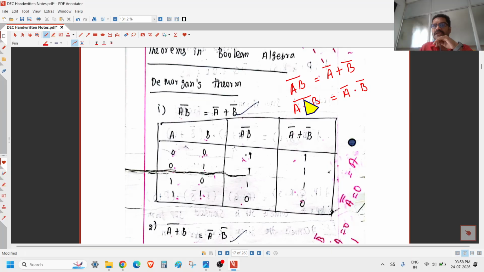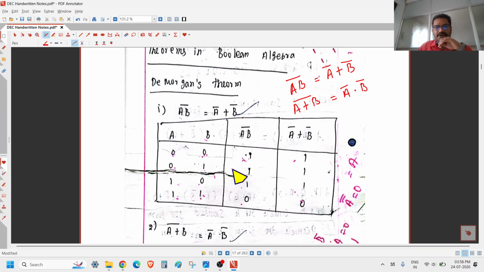Actually, it is very easy to remember. If the bar is there over the combined multiplication, then in the addition it will be separated. Likewise, if the bar is combined over the addition operation, it will be separated in the multiplication operation. Sorry for the disturbance. Okay, next.